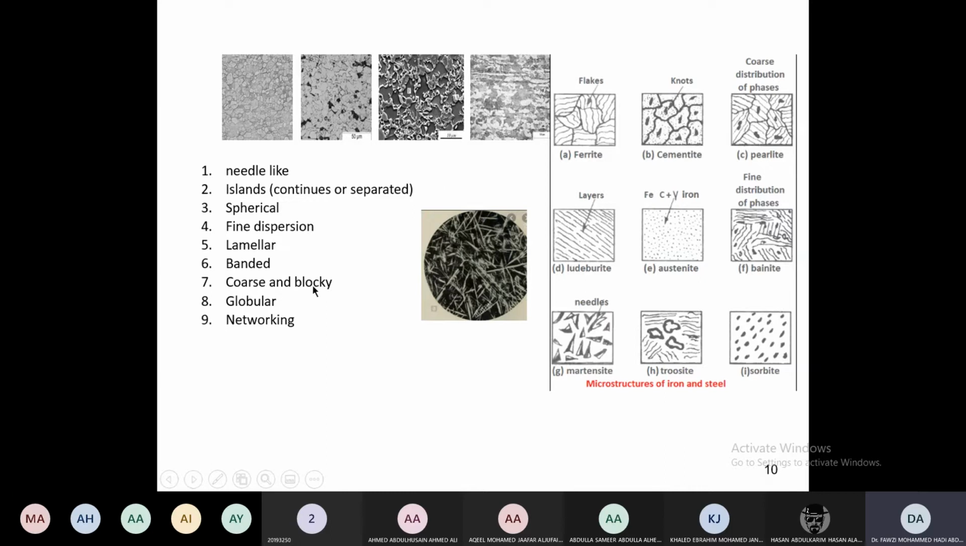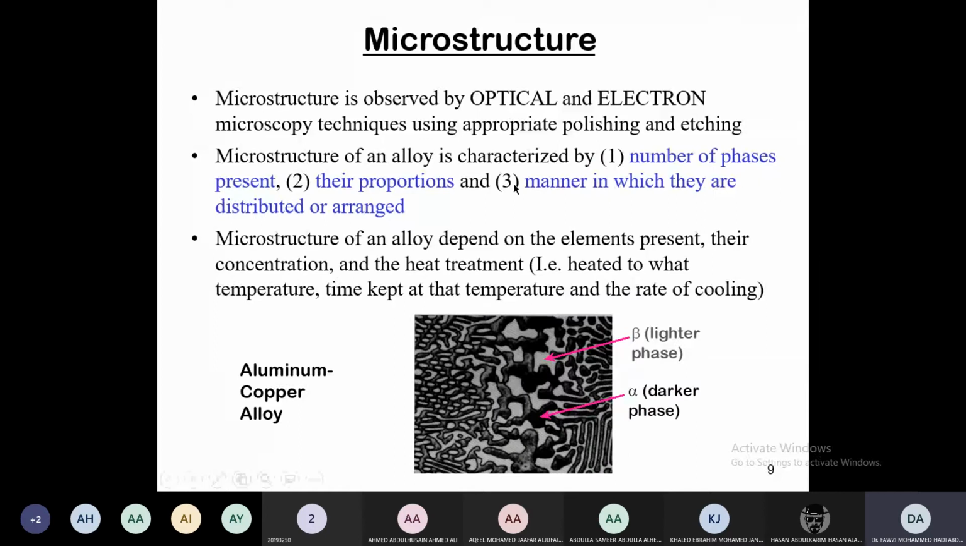Coarse and blocky structures are there too, but again, I don't have that. Networking. This is an example of networking that you have here. The way the microstructure looks affects the behavior of the material. So these are the ways the microstructure affects the behavior of the material, starting with the number of phases, what the phases are, the composition of the phases, the proportion of the phases present, and also the manner or the way in which they are distributed or arranged.